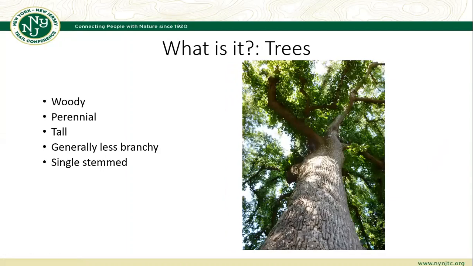So trees, on the other hand, they're also woody and perennial, but they're going to be much taller. They'll be generally less branchy, and they'll have a single main stem that the branches will come off of.